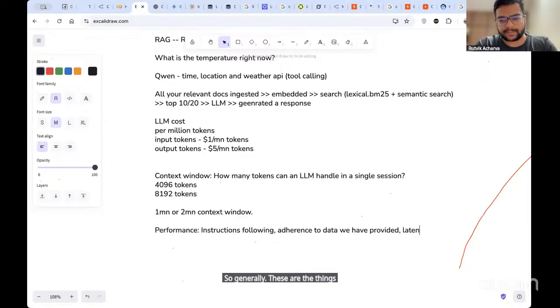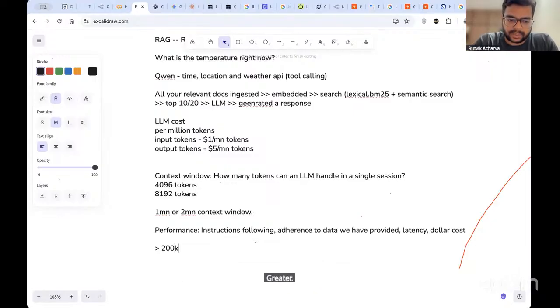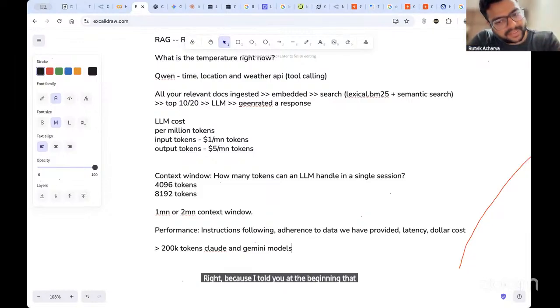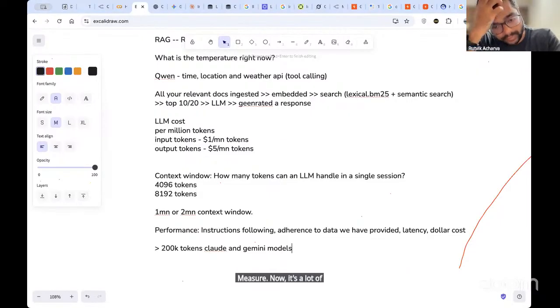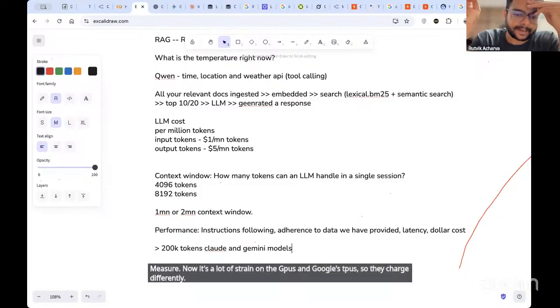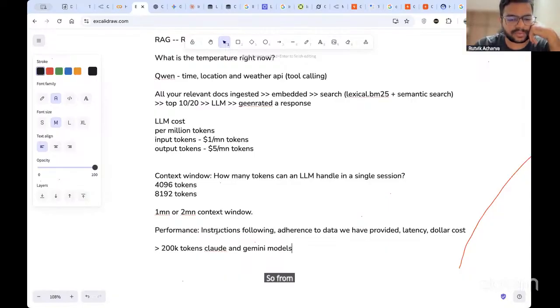There is also a latency problem. The more data you throw at it, the slower the response, as expected. Dollar cost is more. As an example, Varun, above 200,000 tokens, the pricing tends to be higher. This is true for Claude as well as Gemini models, right? Because I told you at the beginning that every word attends to every other word, so it's a quadratic measure. Now it's a lot of strain on the GPUs and Google's TPUs, so they charge differently. So from all these aspects, the performance is worse or the dollar cost is more and so on. I hope this is clear.